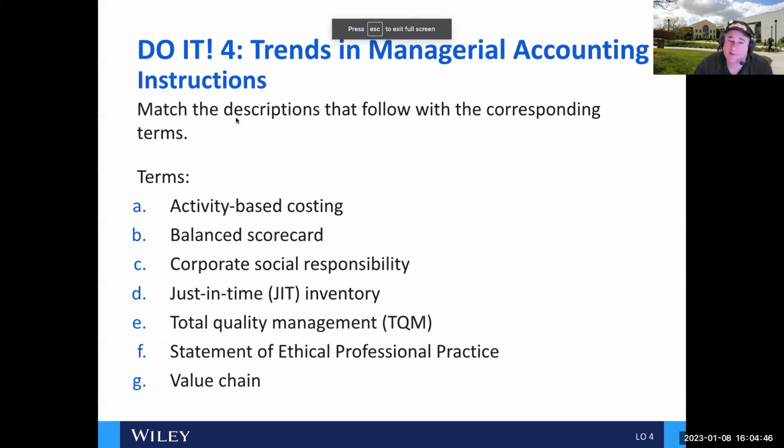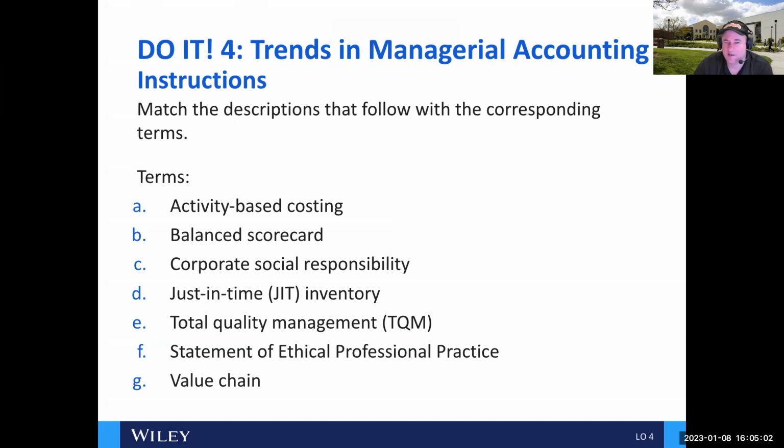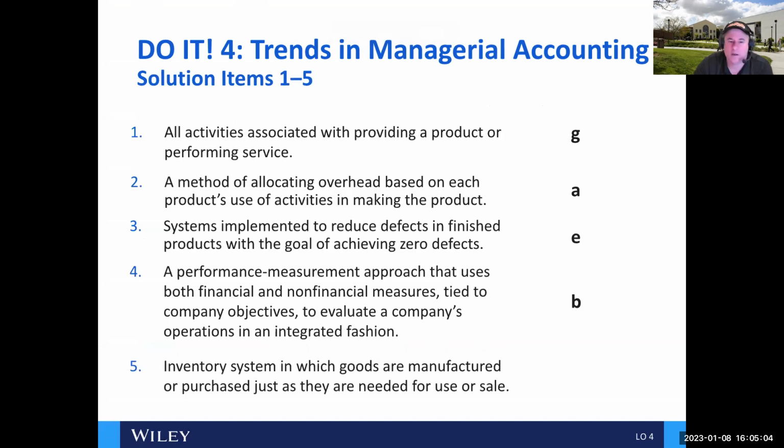So over here, I match the descriptions below with the corresponding terms. All activities associated with providing a product or performing a service. This would be a product cost. Did we get that right? Value chain. Okay, I'm not going to do this one.